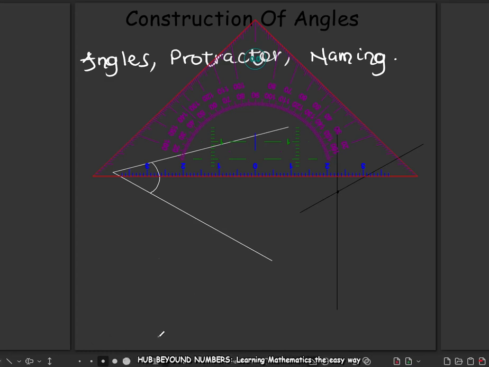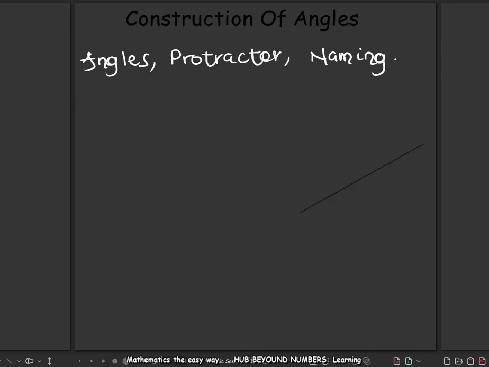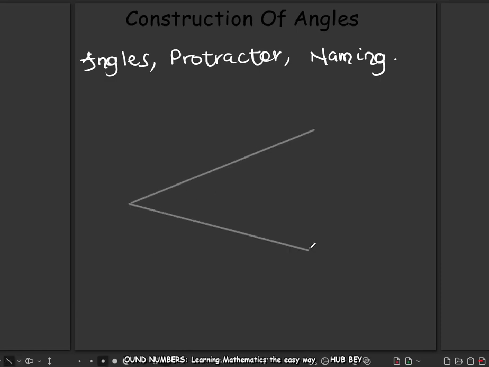Now let's look at how we name angles. Before we construct these angles, we should look at how they are named. As we have said, two lines meet to form an angle. So let's say I have this line over here, then this line over here, and I have this point as A, and its end is B, and then I have C over here. I can call this angle BAC, indicating that A is the vertex.